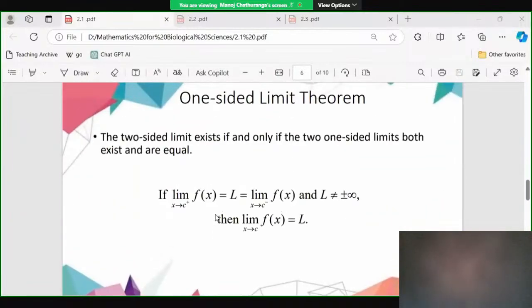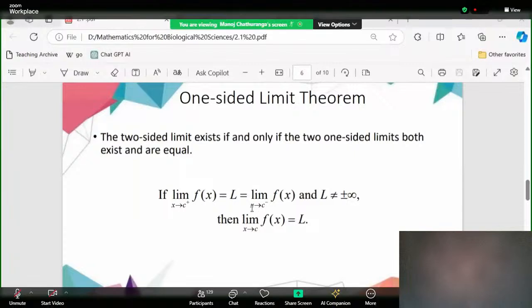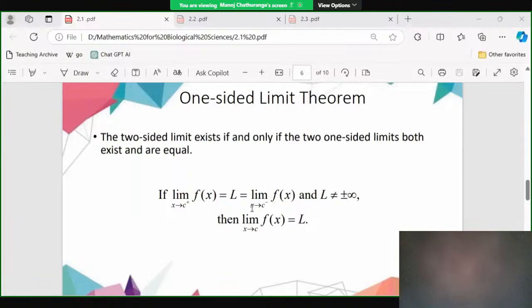One-sided limit theorem. It says the two-sided limit exists if and only if the one-sided limits both exist and are equal. That means if the right limit and left limit are equal, we don't need to worry about the direction or how we approach the point x. In that case, you can write it without specifying the direction.